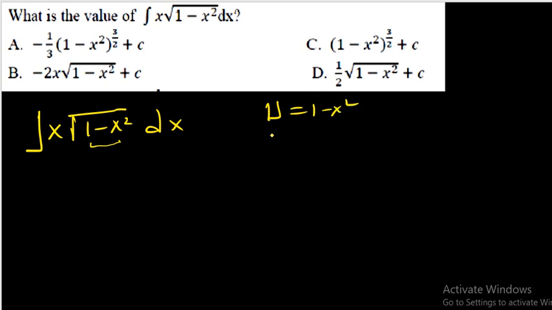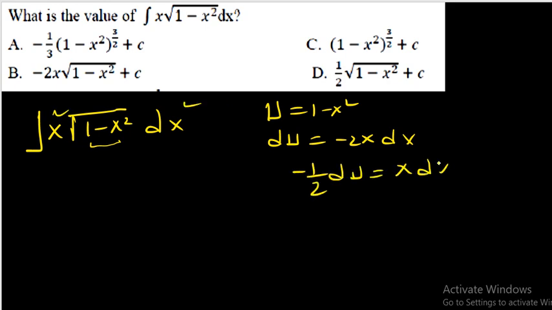The next question: what is the value of the integral of x times the square root of 1 minus x squared dx? This is an indefinite integral, so which method is appropriate here to integrate? Hopefully substitution, because the expression inside the radical is a square. When I differentiate, I'll get, because outside the bracket there is a linear x. So let's say u is equal to 1 minus x squared. When I differentiate both sides, du is equal to negative 2x dx, but I need only x dx, so negative half of du will be x dx.